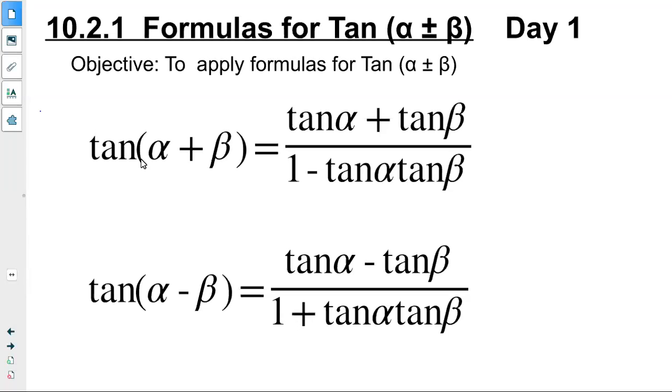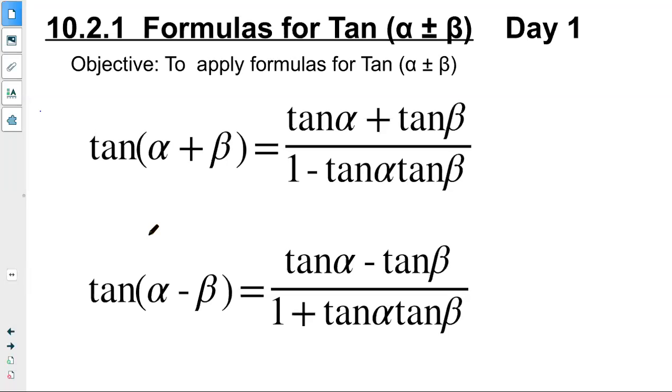Okay, so if it's a tangent of angle alpha plus angle beta, if it's a sum, then in the numerator we're going to have a sum, and then in the denominator we're going to have a difference. And if it's a tangent of alpha minus beta problem, then in the numerator it'll be a difference, and in the denominator down here it'll be a sum. So that's the main difference, really.